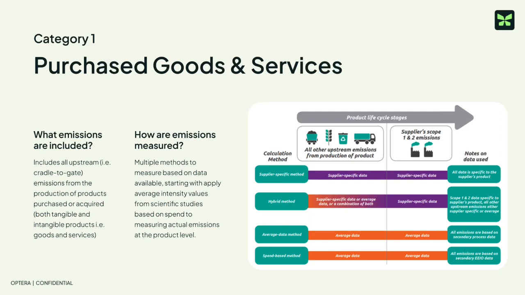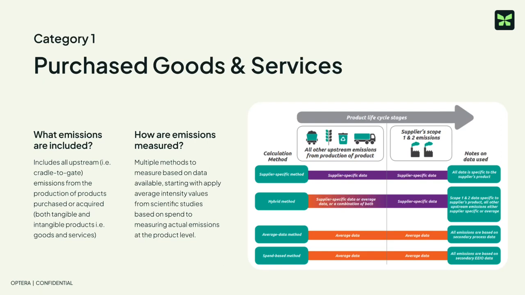There are multiple methods for calculating these emissions, and some are more specific than others. Some methods are based on the amount of money you spend with a specific supplier. Some use product-level industry averages from scientific studies, and some use primary supplier-specific data to help improve accuracy. You might also choose to do some combination of these methods, in other words, a hybrid model.